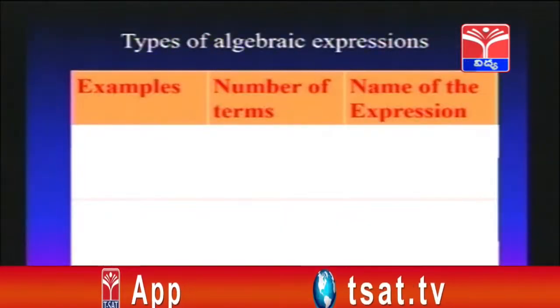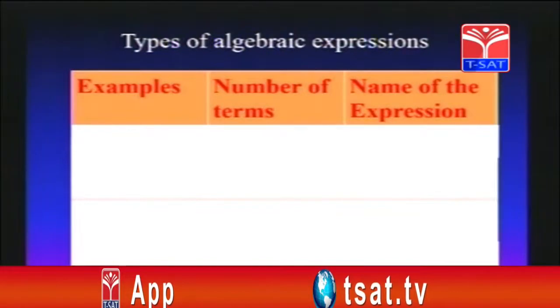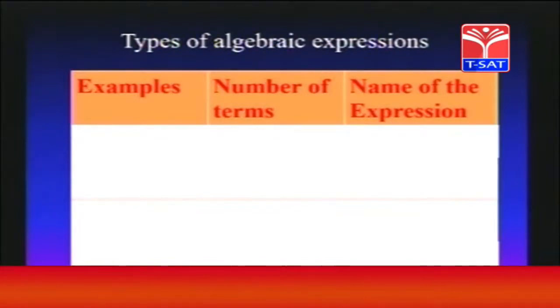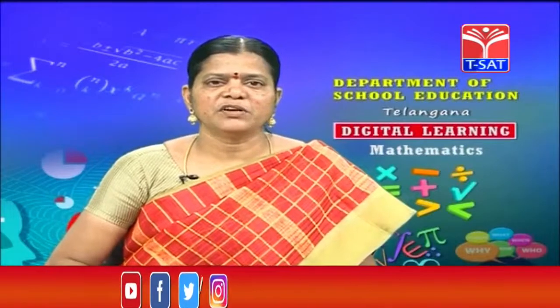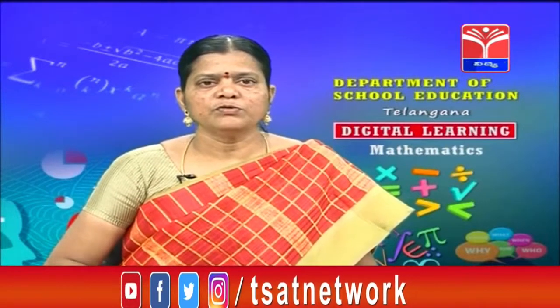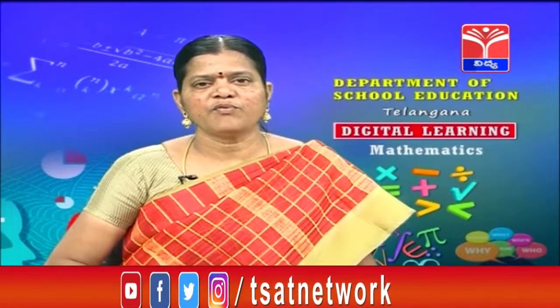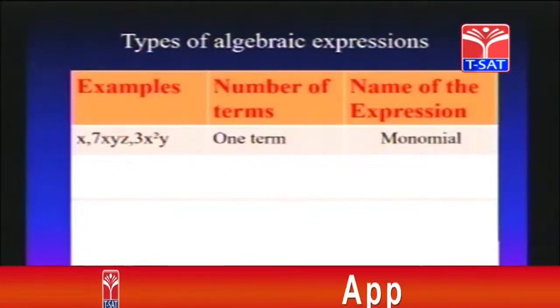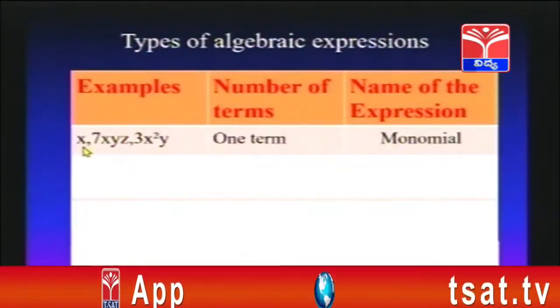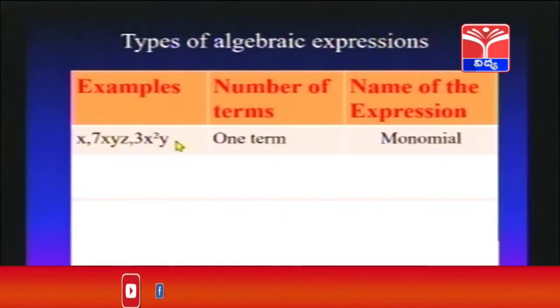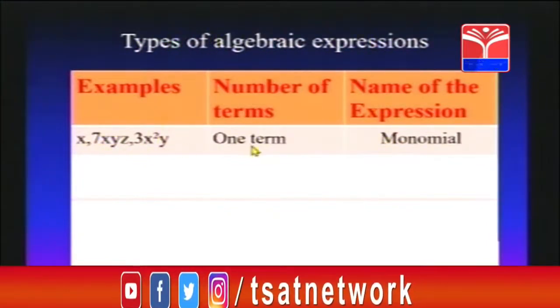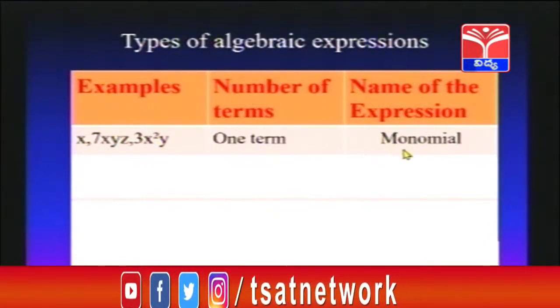Types of algebraic expressions. Now we will see how to differentiate algebraic expressions using their number of terms. As you can see here, for example, x is a single term, 7xyz is also a single term, 3x square y is also a single term. So in these three expressions you have one term each, so it is called a monomial.